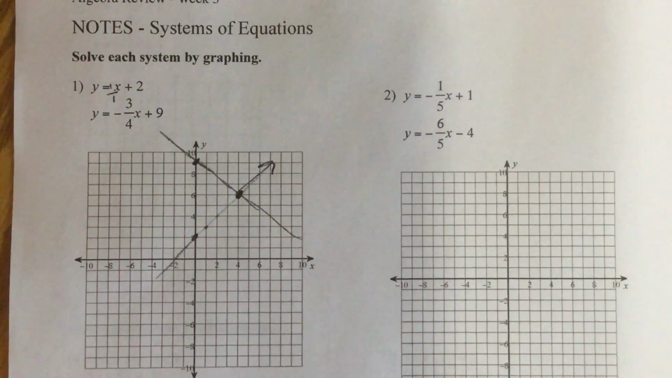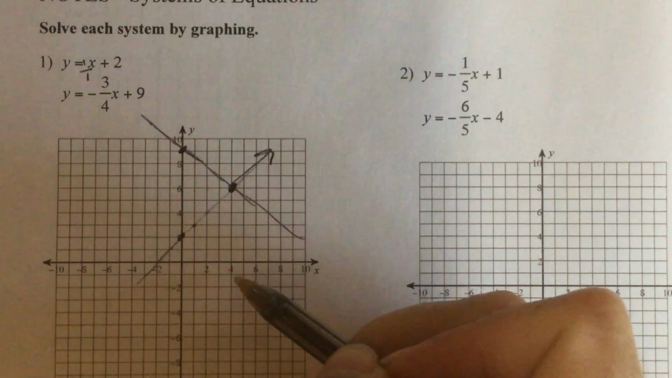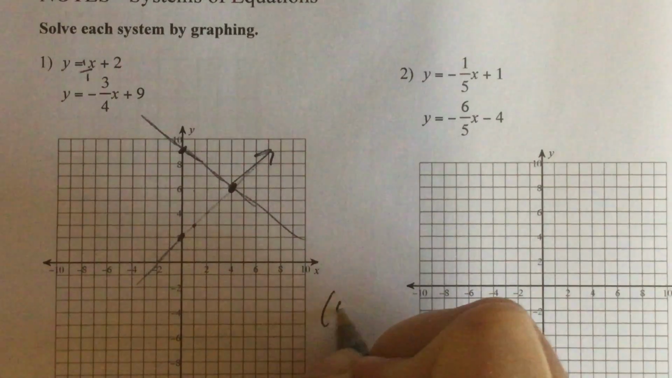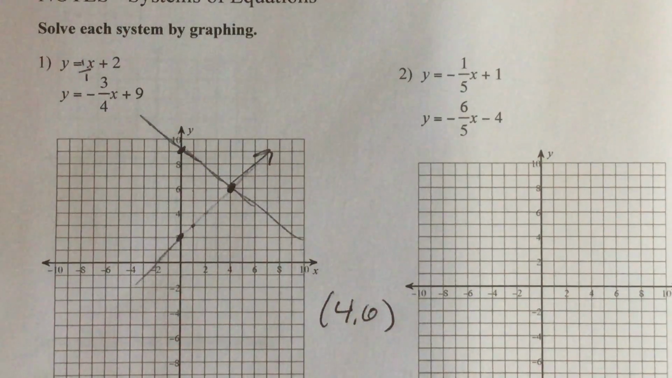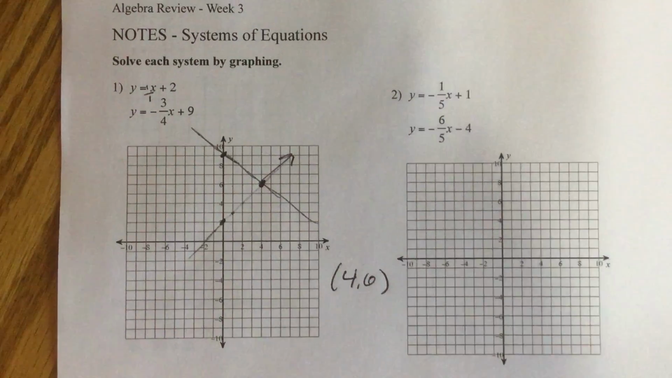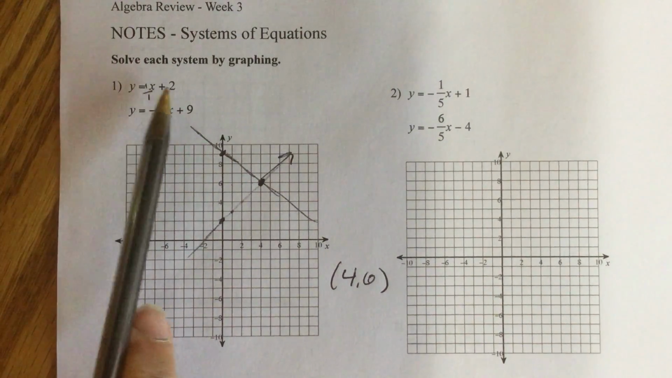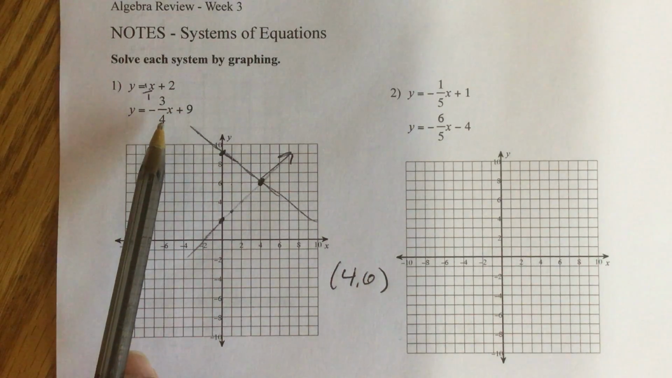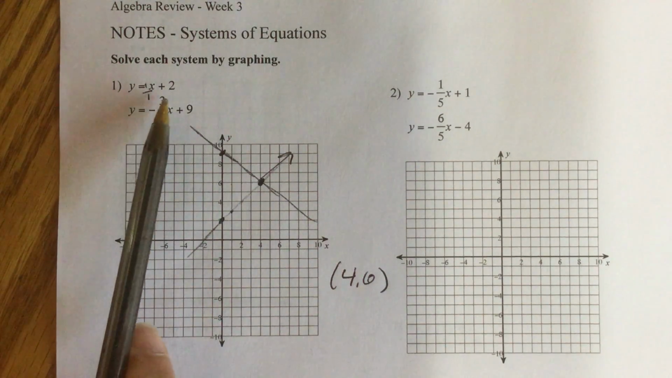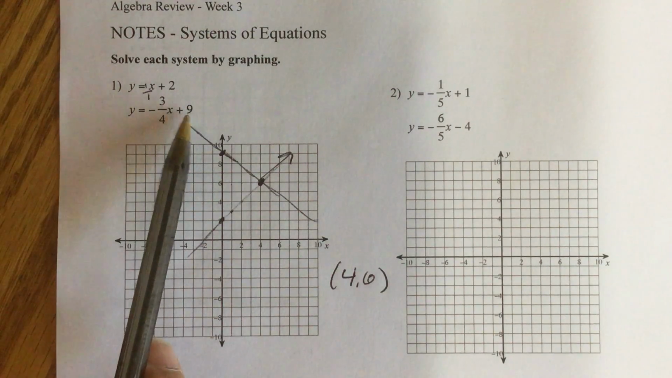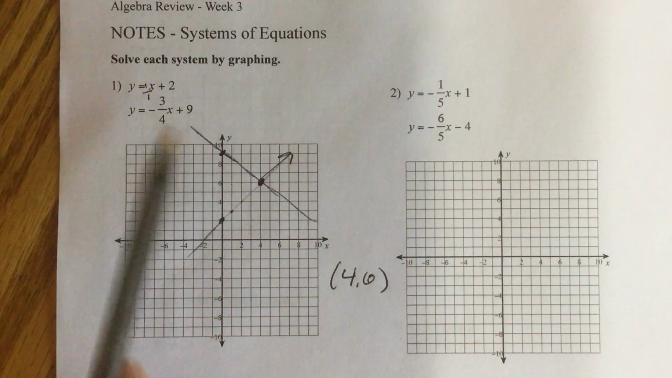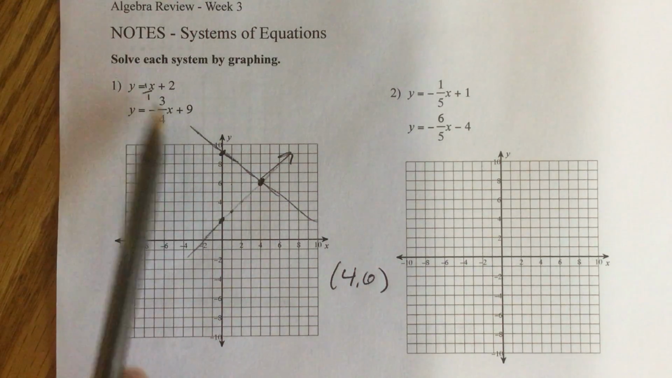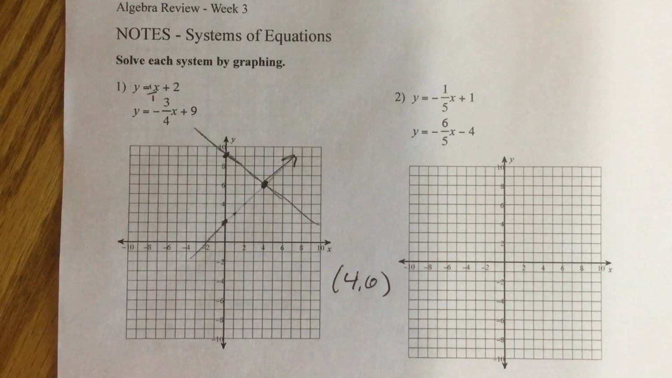I'm going to zoom in on that a little bit. So that is x equals 4 and y equals 6. It's the ordered pair (4, 6) that works. If I plug 4 into this equation, 4 plus 2 equals 6, and if I plug 4 into this equation, 4 divided by 4 is 1, 1 times negative 3 is negative 3, negative 3 plus 9 is 6. I get 6 both ways. 4 is the only number I can plug in for x into both of these equations and get 6. It's the only ordered pair that works.